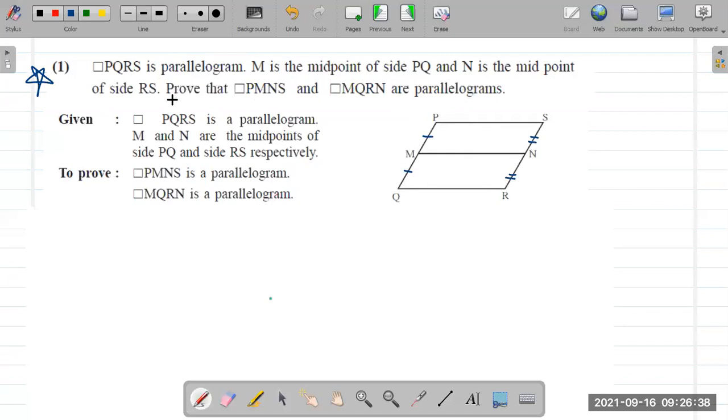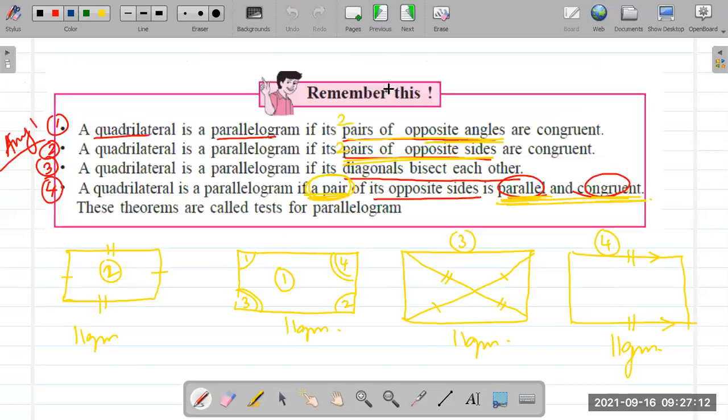And what are we asked to prove? Whatever is given, we have written it here. We have to prove that PMNS, this quadrilateral, is a parallelogram. Likewise, we have to prove that MQRN, this quadrilateral, is also a parallelogram. So how can we prove it? By using any one of these four properties.